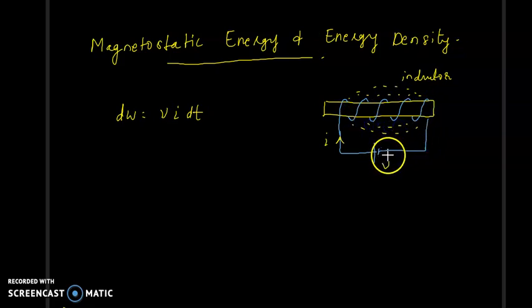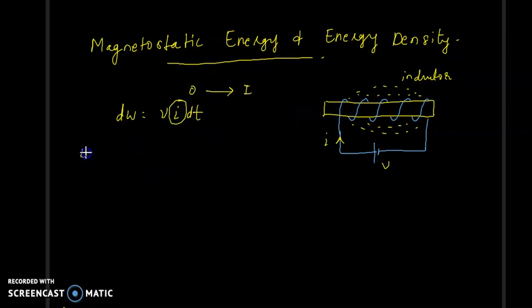The moment we connect the inductor across this voltage source, current starts flowing and it builds the magnetic field around the inductor. So the magnetic field starts growing slowly. So this is the expression of the energy supplied by the source in time dt. Now, what is the energy stored in the magnetic field if this current changes from 0 to capital I?